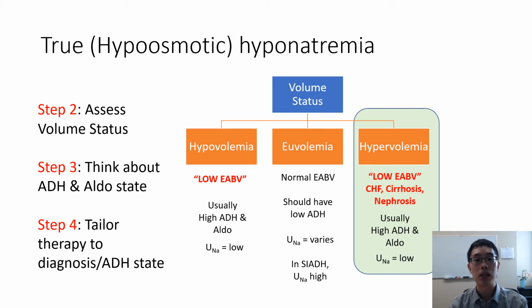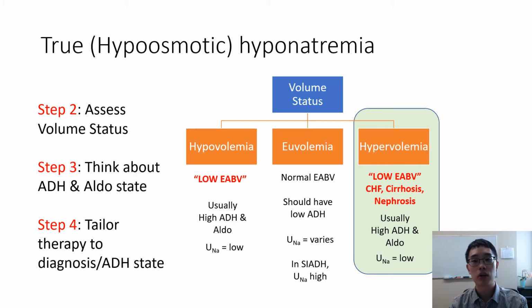Again, because our body senses this low effective arterial blood volume, the ADH and aldosterone levels will be high. In the case where patients are drinking free water or hypotonic solutions, hyponatremia will inevitably develop. This is one of the reasons why fluid restriction is so important in patients with heart and liver failure.